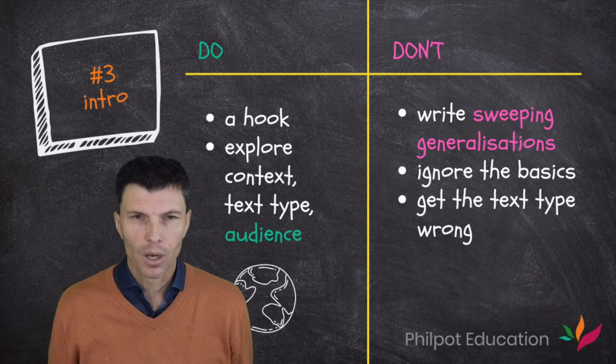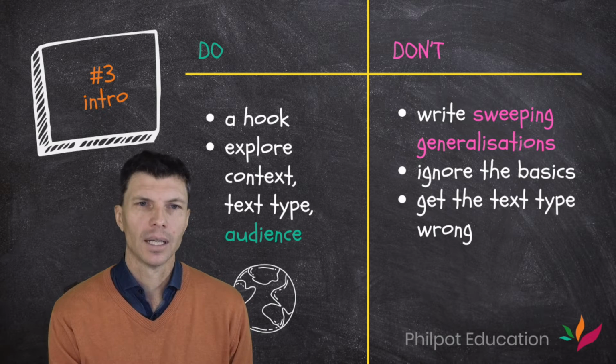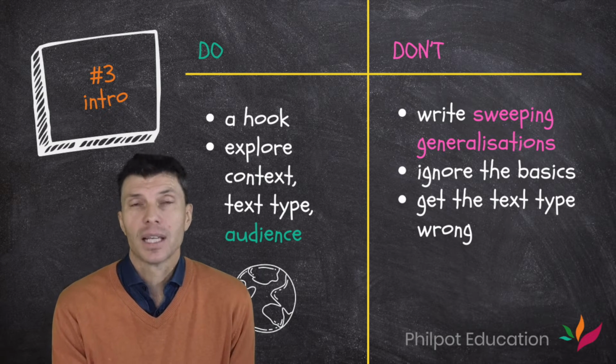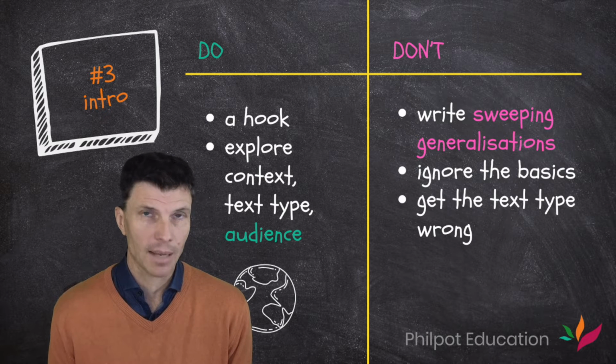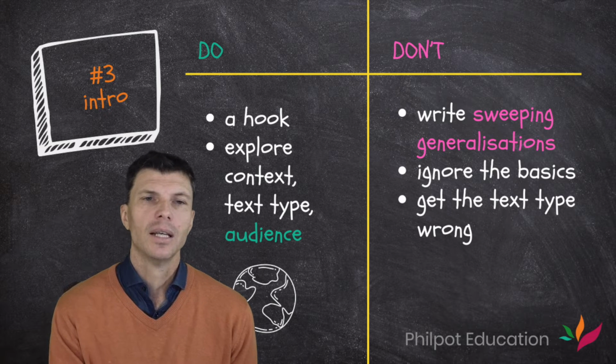Students who get the text type wrong or write about it in very general terms don't tend to do well on Paper 1. And it's okay for a text to be multiple things at the same time. Website, interview, article, right? All of those things can coexist.